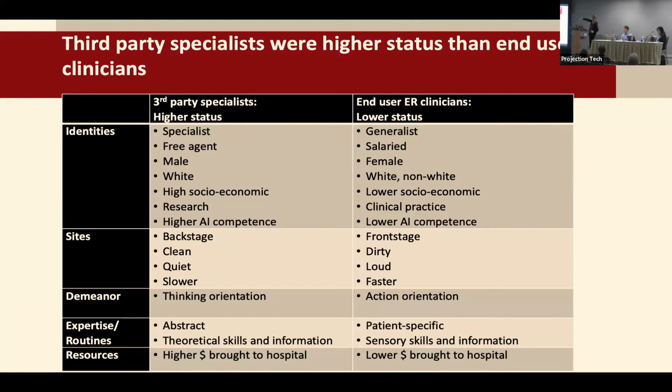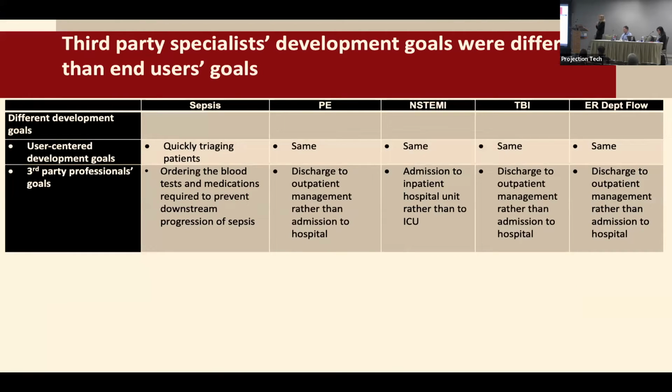On all these status characteristics, they were specialists versus generalists, free agents versus salaried. You can read down in terms of their identities, the sites. The specialists are working in these clean, more quiet settings versus the front stage, dirty setting of the ER. So in every case, the specialists are higher status inside the hospital. And they have different goals than the end users. The end users in the ER really want to quickly triage patients, and the third-party professionals want different things.